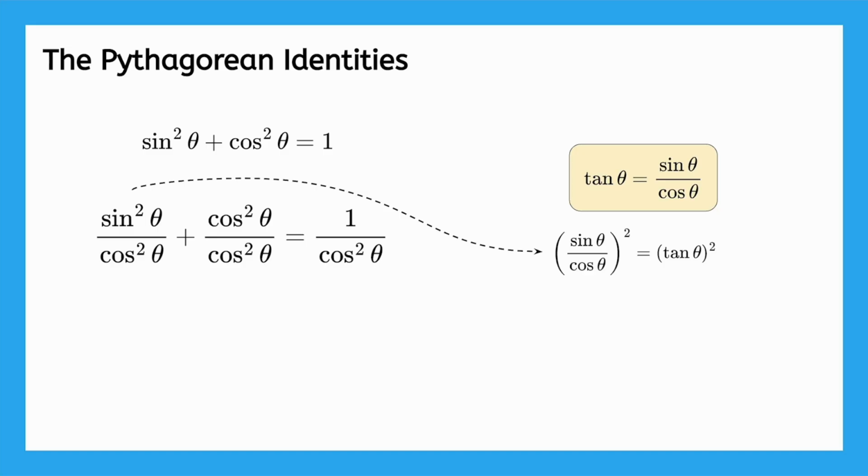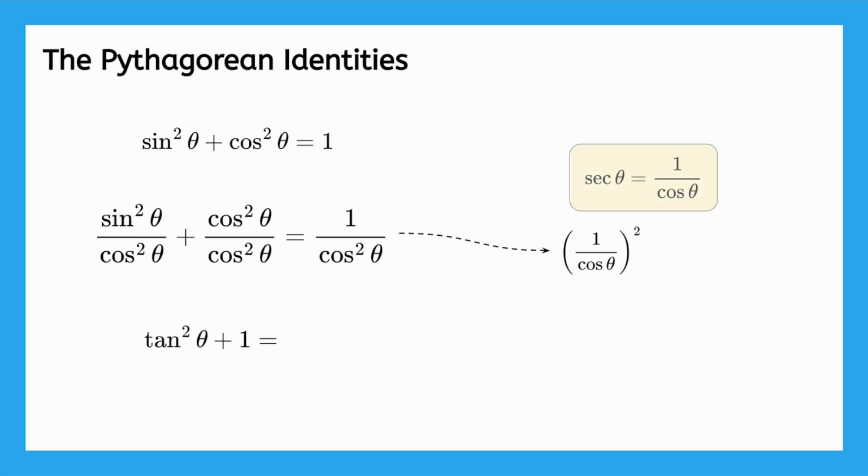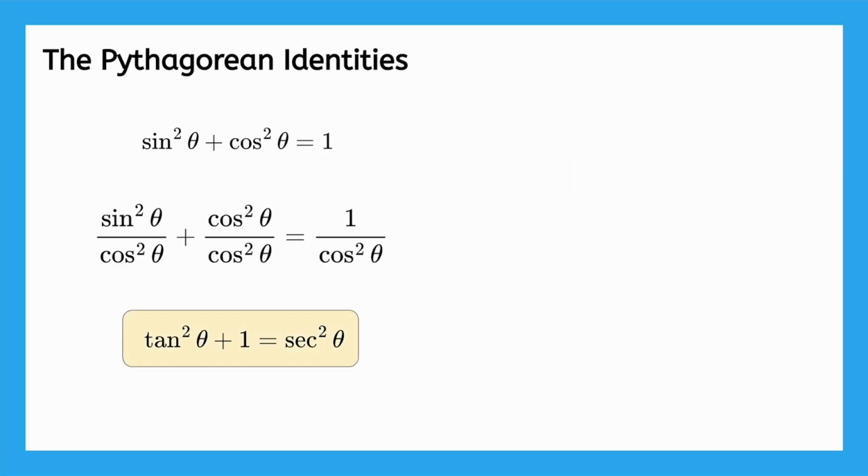Anything divided by itself is equal to 1, so we can simplify cosine squared theta over cosine squared theta to 1. Finally, we can think of 1 over cosine squared theta as 1 over cosine theta squared. Using a reciprocal identity, we can rewrite this term as secant squared theta. Now we have another version of the Pythagorean identity that involves tangent and secant.